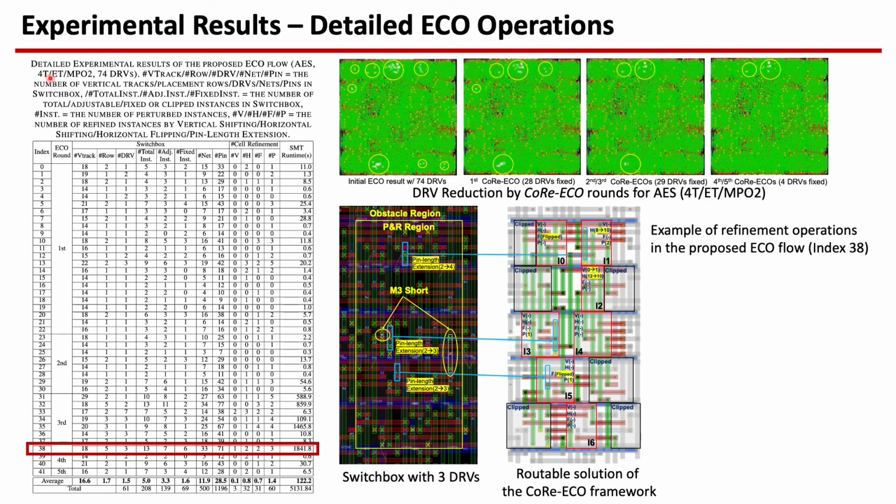This table presents the detailed refinement results of one of the AES benchmark circuits. The total of 5 ECO rounds with 42 switchboxes have been performed to resolve 61 out of all 74 DRVs. This figure shows the reduction of DRVs in full chip layouts by multiple ECO rounds. The below figure shows an example of refinement operations for the index 38 case. Core ECO framework corrected 3 DRVs by adjusting placements and extending I/O pins of adjustable instances.